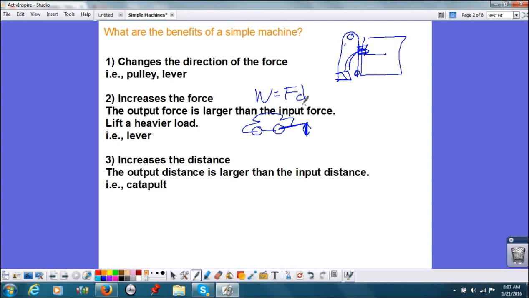So I put a big distance in, which means I'm doing a lot of work because I'm multiplying by a big distance. And therefore, on the other side, I'm getting a lot of force out with a little distance. It doesn't move as far.